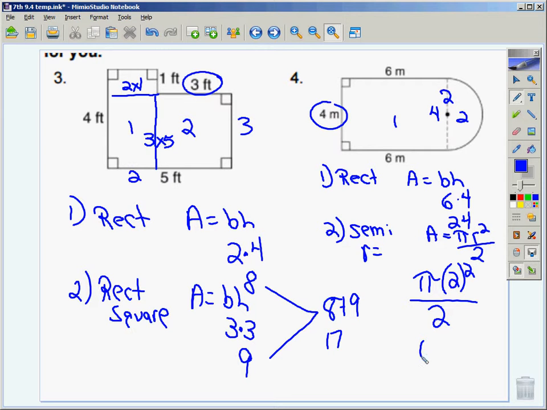This would be 6.28. And what would I do with these two numbers? Add them together. 30.28. Should be 30.28. 24 and 6.28 added together. Okay? Julie?